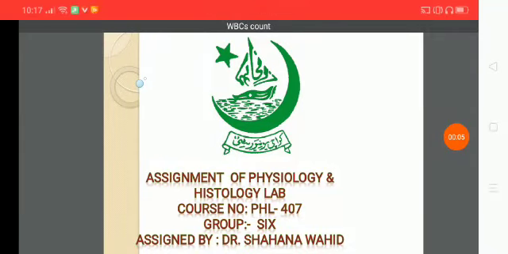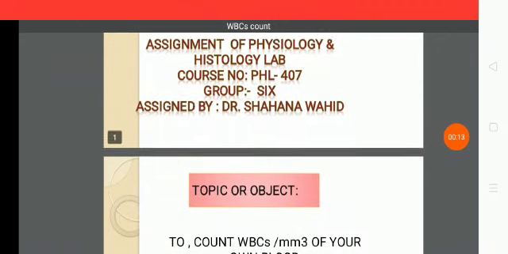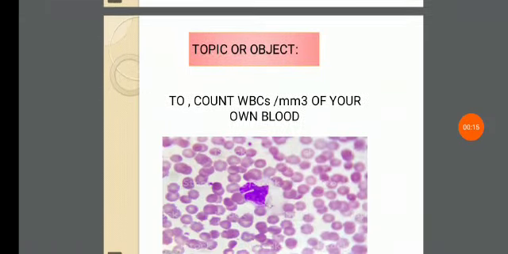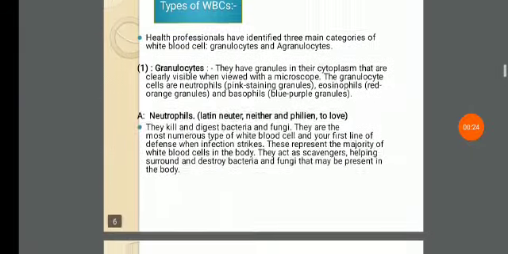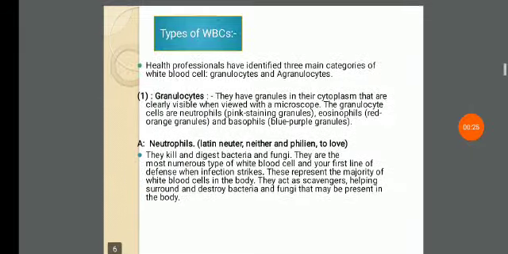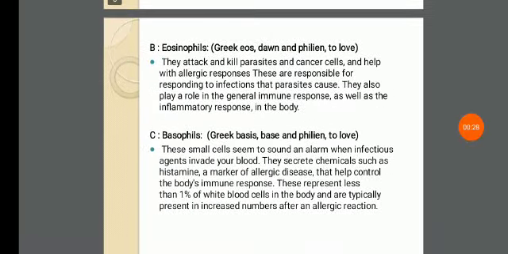I am Shavana Clark, roll number EBP 2001143, a presenter from group 6, and the topic assigned to our group is to count WBCs in cubic millimeter of your own blood. My part of the topic starts from type 2 of WBCs, which is agranulocytes.